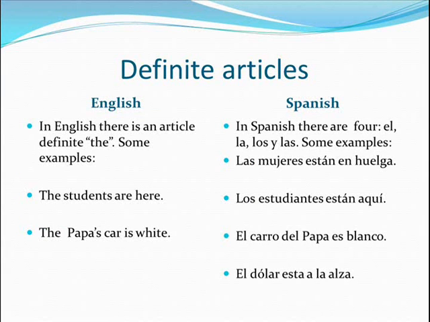Another difference is definite article. In English, there is a definite article, the. Some examples: the students are here. The papa's car is white. In Spanish, there are four: el, la, los, and las. Some examples: las mujeres están en huelga. Los estudiantes están aquí. El carro del papa es blanco. El dólar está a la alza.